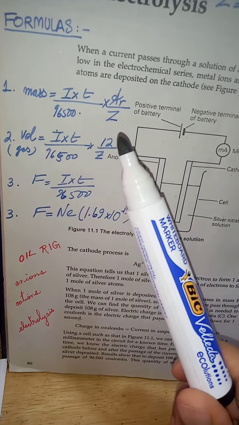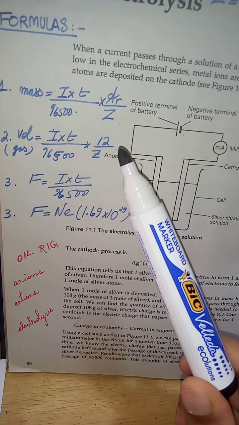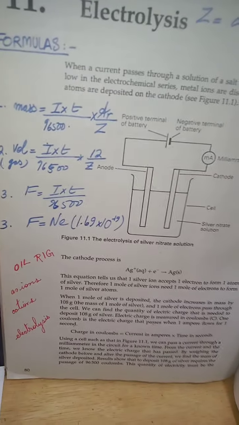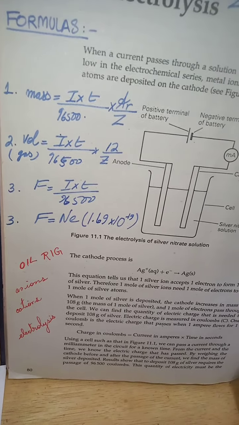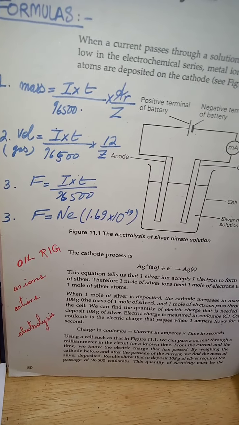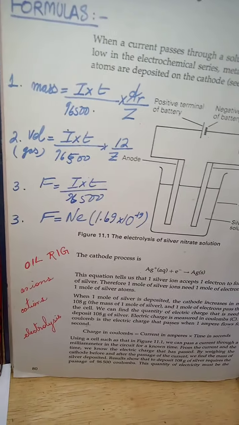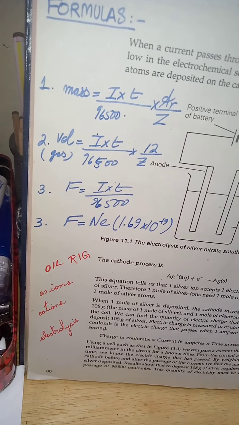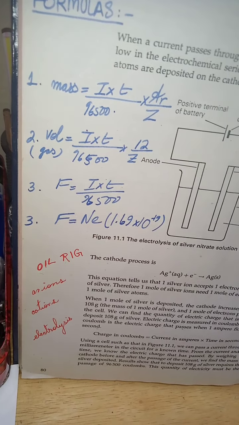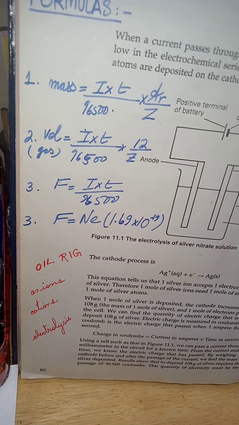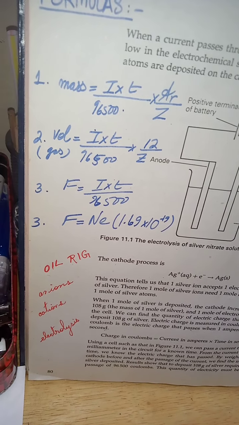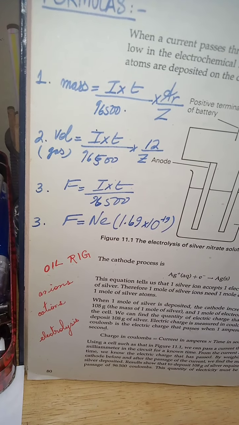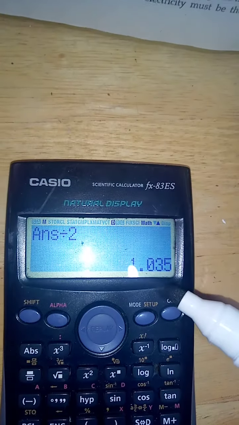There are simple formulae that you could have used. You could have just done that, and that would also lead you to the same conclusion, I suppose. Let me try this equation. If you did 965 coulombs divided by 96,500, times 207, divided by 2, it would still lead you to the same mass. So it would also give you the same mass.